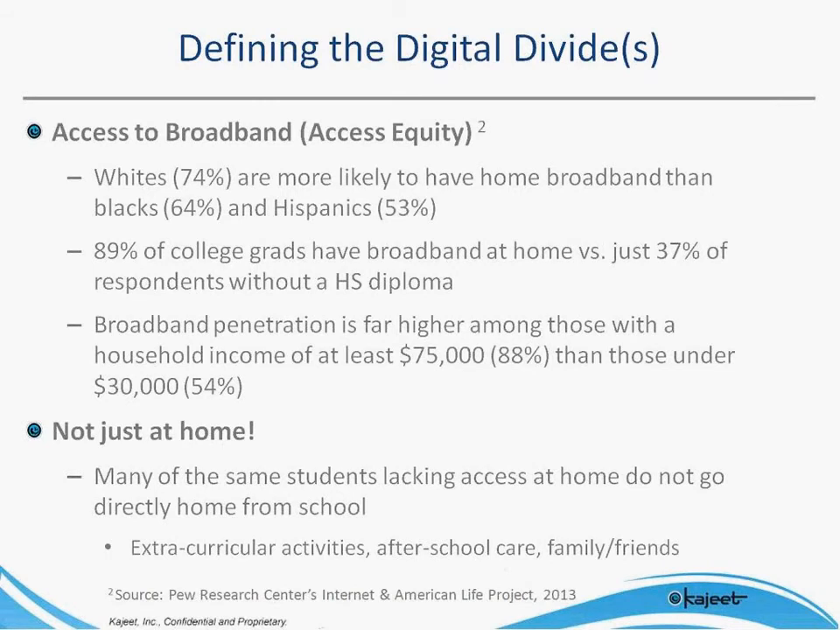The first stat that you'll see up here is a stat that is reflected in a lot of the media. It focuses on different access levels by race or ethnicity. And the whites, 74%, are much more likely to have home broadband than blacks, 54%, or Hispanics at 53%. That emphasizes that this is a bit misleading.